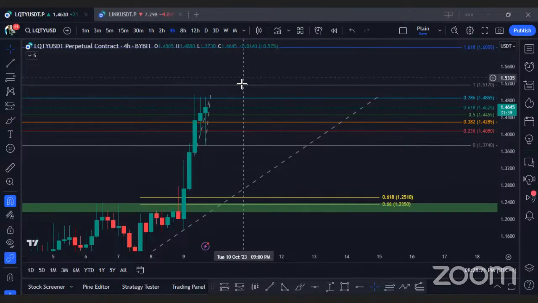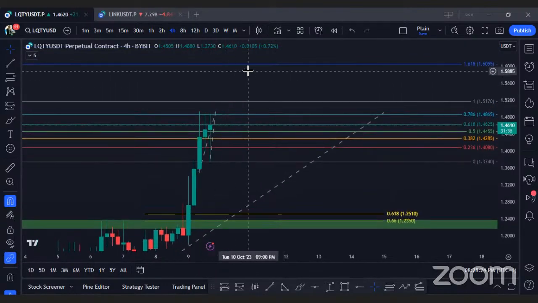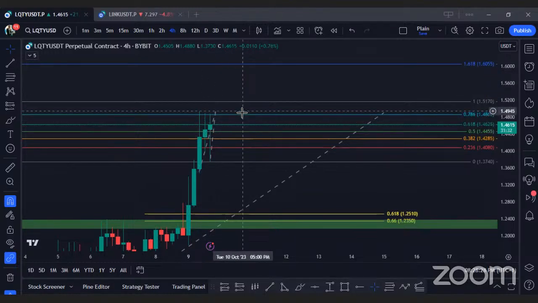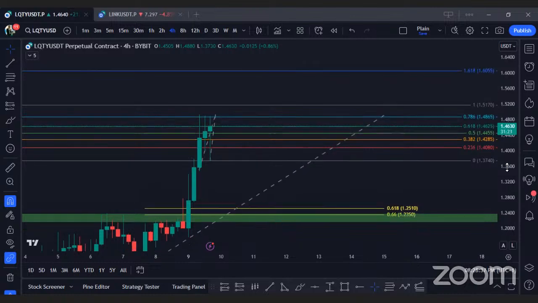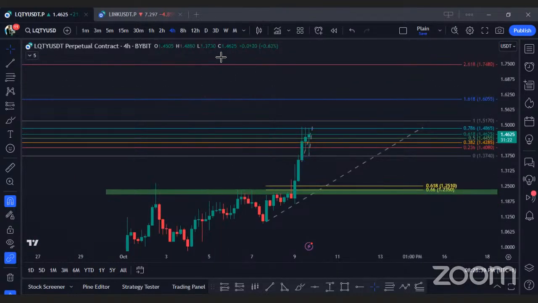Once we break this area, there's a possibility that we can be going up and up and up. But all of these are under probability, guys. They are all under probability. So basically, that is how you use the Fibonacci retracement.